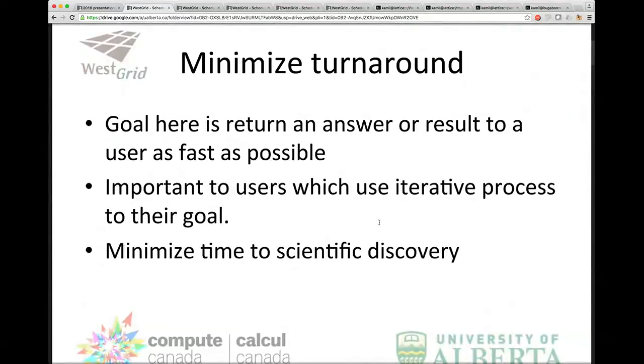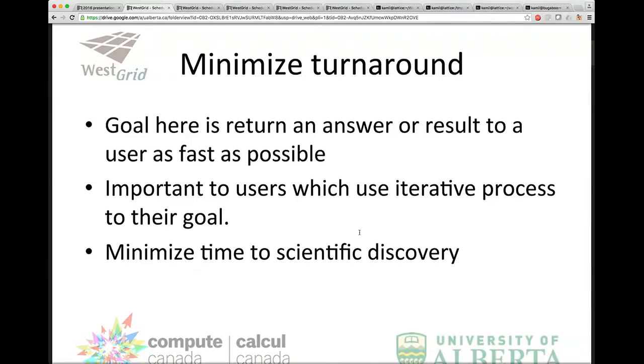And of course, minimizing turnaround time. So you want to get your results back as fast as possible, especially for iterative users. If you run a simulation and you need to get the result of that to submit the second job to run another simulation, it doesn't matter if the system is used at 100% efficiency if it takes you 6 months for each of those steps. It's not going to forward your science very much. So for iterative users, it's really important to minimize turnaround time.